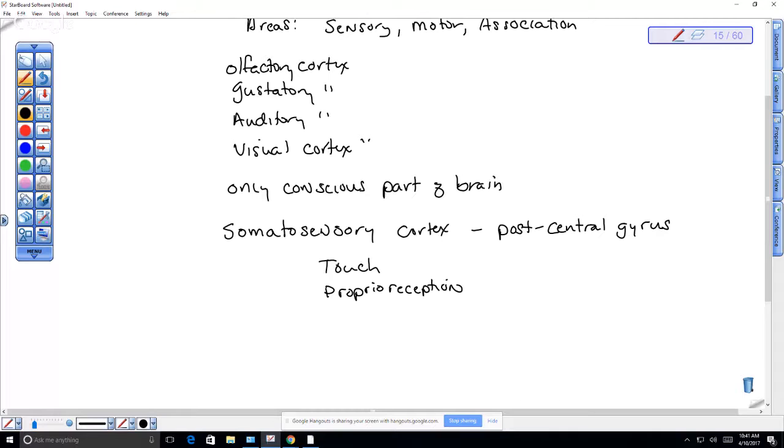So proprioception has to do with muscle stretch and joint position. Or maybe not joint position, maybe bone position, but it's in the joints. Okay. We also have on the surface of the skin thermoreceptors, which we looked at in lab.